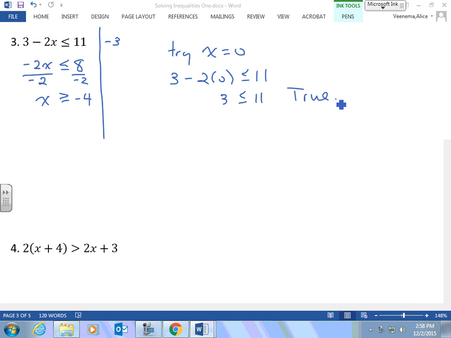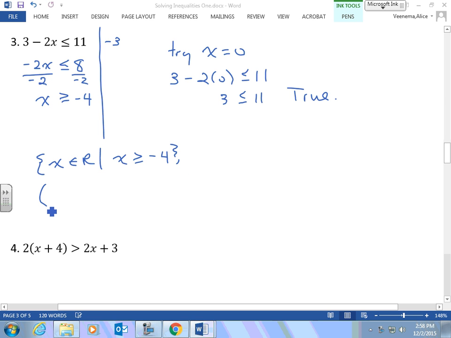So again, let's try expressing that answer in different ways. We can use our set builder notation. We can say x is all real numbers such that x is greater than or equal to negative 4. We could use our interval notation, and we'll use a square bracket this time for that.